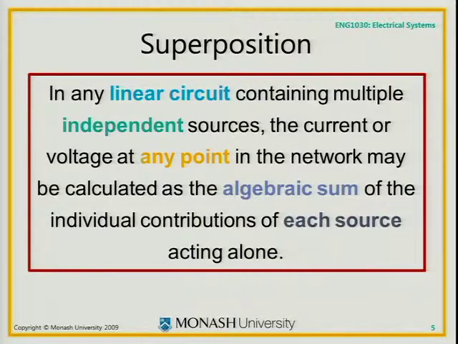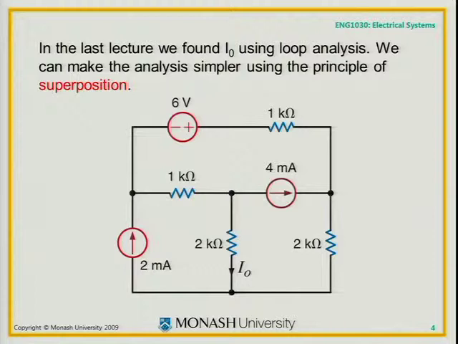So if I go back here, I could first look at that 6-volt source up the top, leave that in, but get rid of that 4 milliamp current source. To get rid of a current source, I make it an open circuit. And I could get rid of the 2 milliamp current source, I make it an open circuit. That circuit I'm left with just a single source and resistors might be easy for you to analyse, or easier. So you analyse that, you get a result for I0.